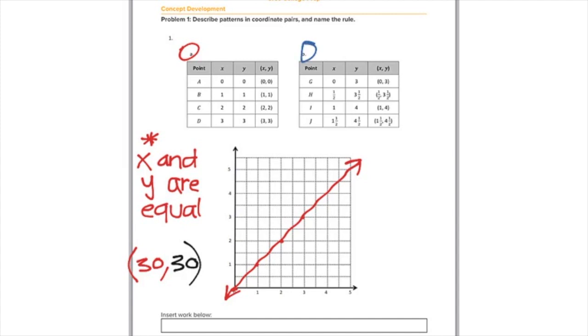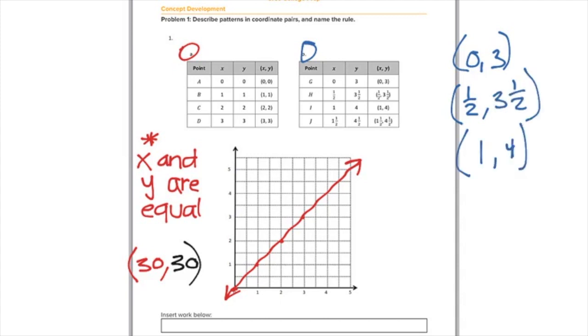Okay, now let's look over at B. Same thing. So we have 0, 3, and I'm going to rewrite this so it's a little bit bigger. Let me write it right here. So we have 0, 3, we have 1/2 and 3 1/2. Do you notice a pattern?